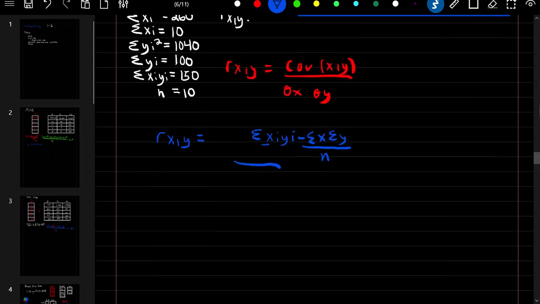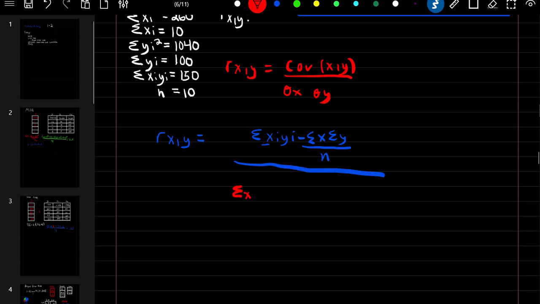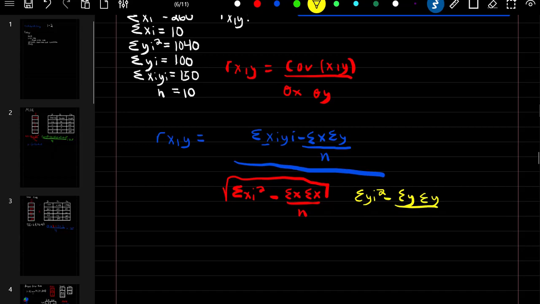And then for our denominator, we can do the square root of the summation of xi squared minus the summation of x times the summation of x over n, times the square root of the summation of yi squared minus the summation of y times the summation of y over n. And then it's just plugging in terms.